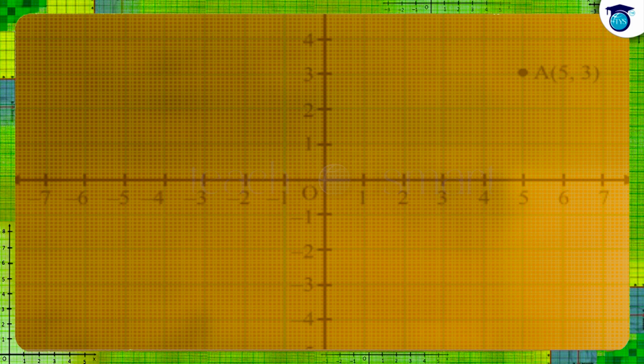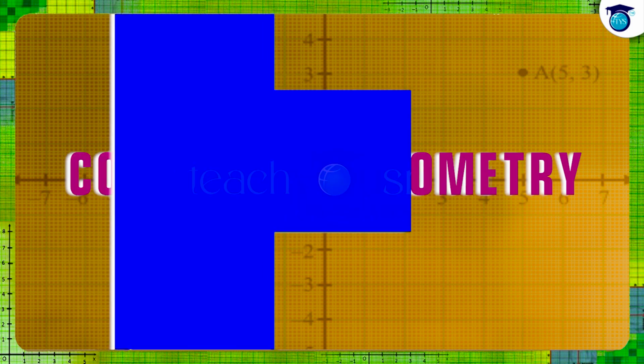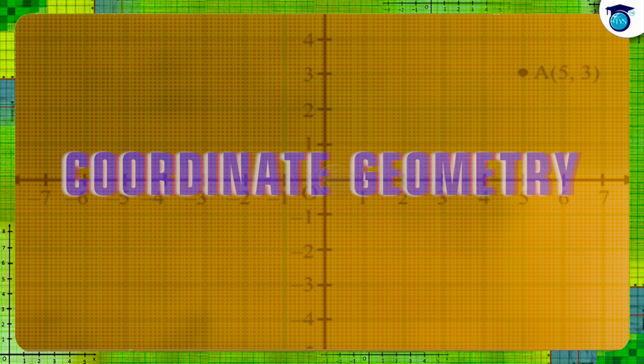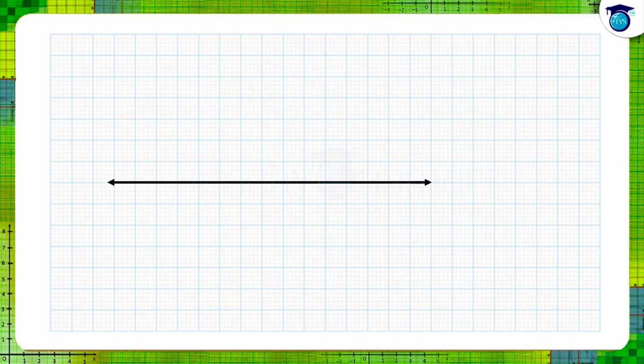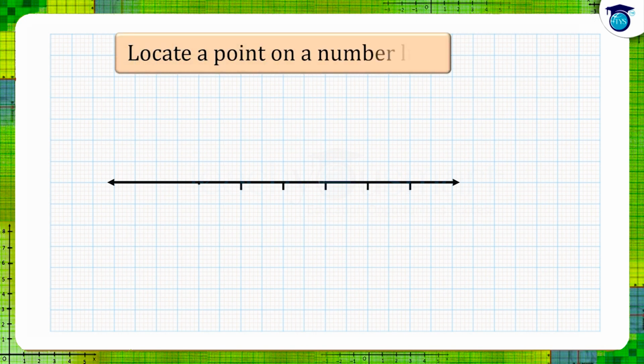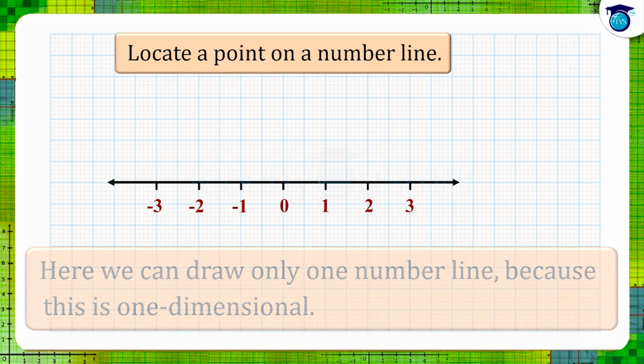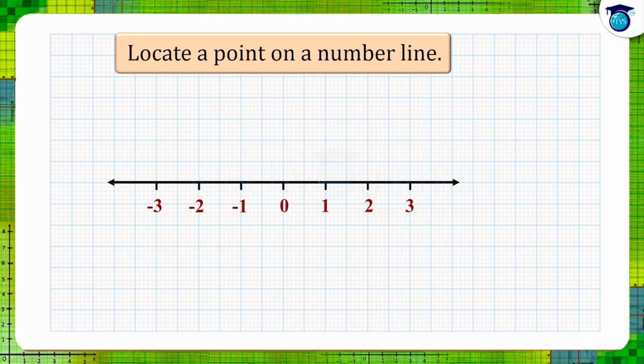Today, we are going to open up a new topic, coordinate geometry. We already know how to locate a point on a number line, or how to describe the position of a point on a number line. Here we draw only one line, because this is one-dimensional. But there are situations in which we need to describe the position of a point with reference to more than one line. For example, consider one such situation.